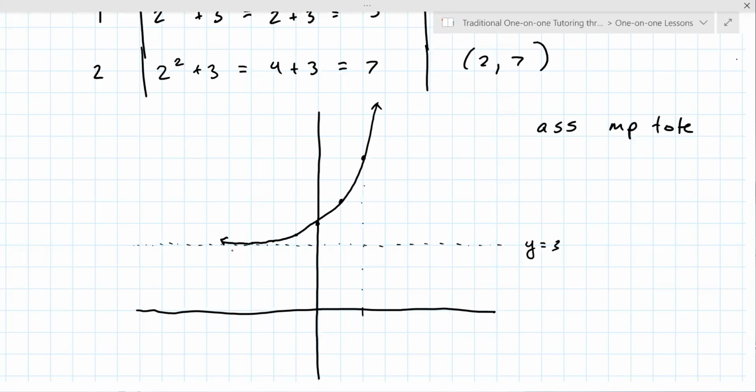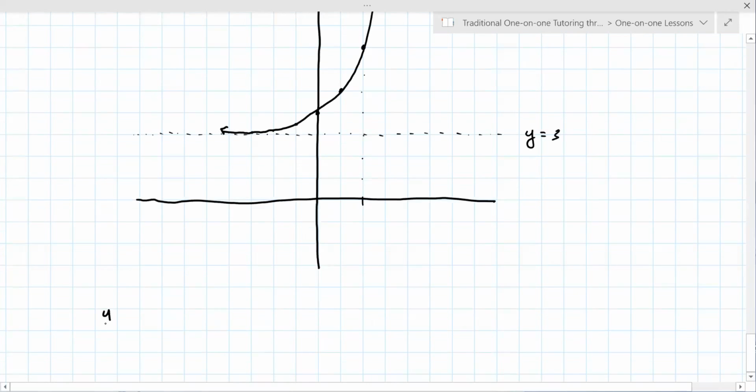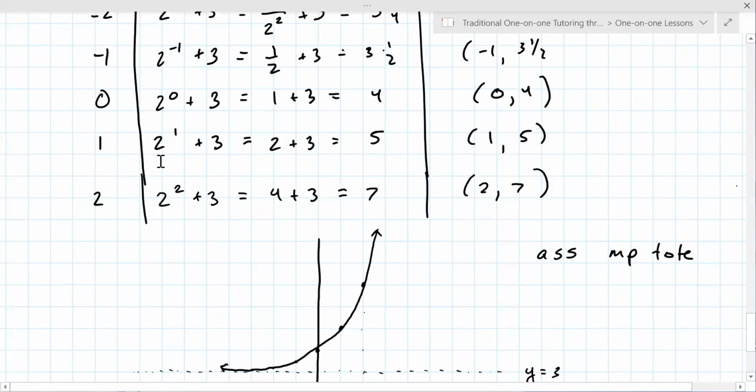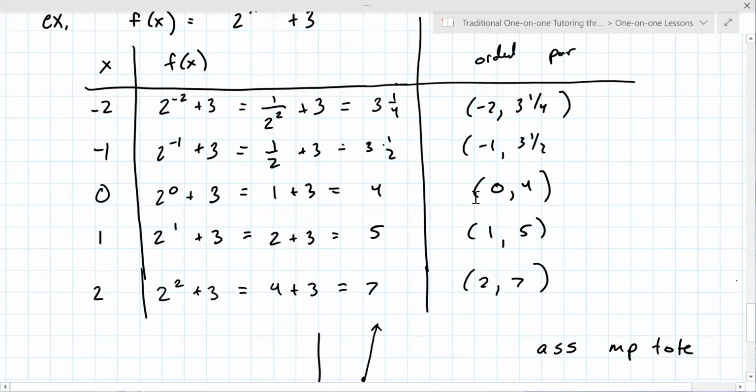So let's get to some of the characteristics here. What is the y-intercept? The y-intercept is 0, 1. No. What you just said is it crosses right there. Is that true? Oh no! I was looking at the asymptote instead of the actual thing. It's 0, 4. Right. And if you go back to your table, you'll see that as well. It's right there, 0, 4.